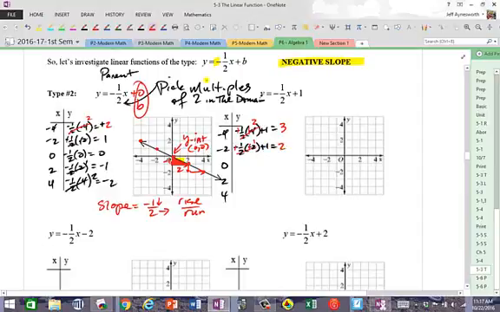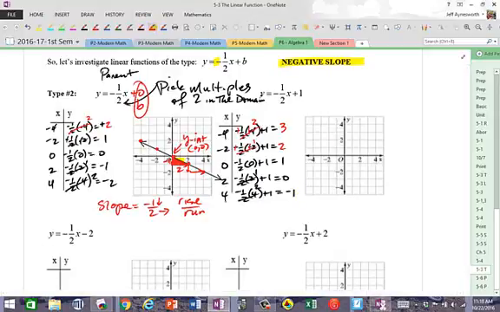So negative 1/2 times 0 plus 1 is just 1. Negative 1/2 times 2 plus 1, let's see what we get. 2 into 2 is 1. 1 times negative 1 is negative 1. Plus 1 is 0. 2 into 4 is 2, times negative 1 is negative 2, plus 1 is negative 1. So you got to be good at the arithmetic, guys. Okay, that's why I do a lot of it. So left 4 up 3, left 2 up 2, 0 comma 1, 2 comma 0, 4 comma negative 1. And notice they line up in a line.